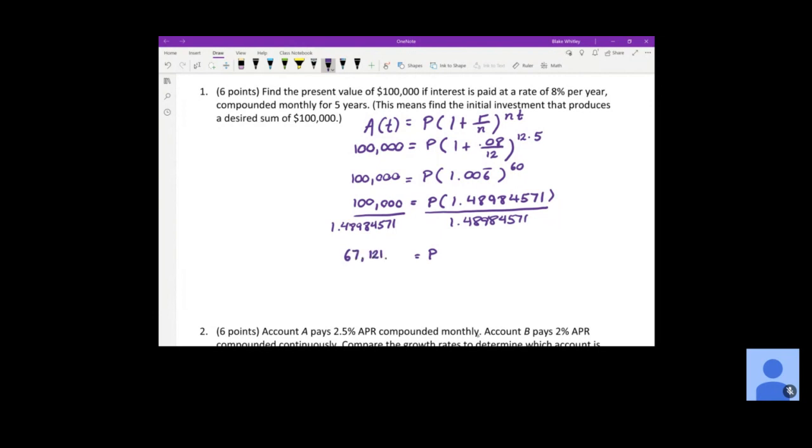$67,121. And then in this case, because we're talking about principal, we're talking about an amount of money. Remember, we always want to round to 2 decimal places because that would be the nearest cent. And so that would round to 0.4. And then since we're talking about money, just make sure you put the $ sign on that.